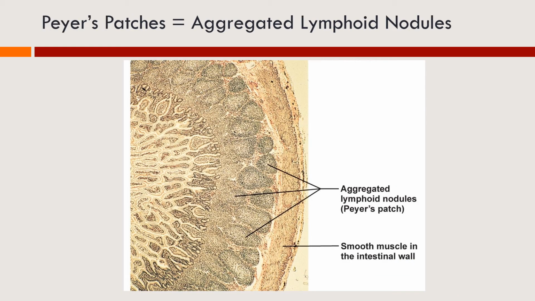There's one particular set that gets a special name, the aggregated lymphoid nodules in the small intestine, known as Peyer's patches. These are giant collections of lymphoid nodules just at the end of the small intestine before it empties into the large intestine. They seem to play a role in trying to regulate which bacteria take up an active presence in your large intestine and therefore become part of your microbiome, and which bacteria do not.